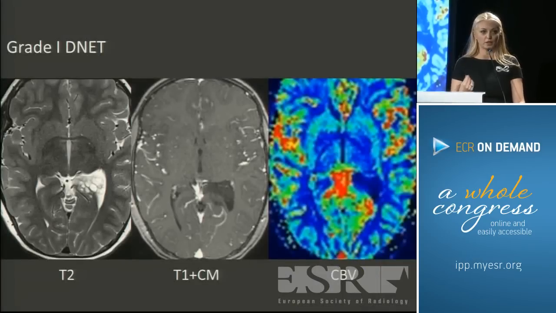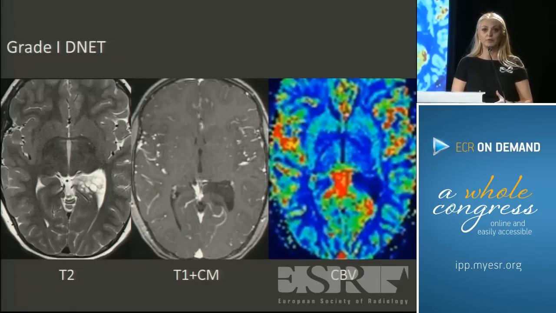So in low-grade tumors, we have low perfusion because they still don't have these pathological vessels. Again, the same example that I showed you before, DNET, as a low-grade tumor, will show on this cerebral blood volume map a low perfusion. Let's say simply it will remain blue or dark. The more red it is, the more vessels you have and the higher the perfusion.